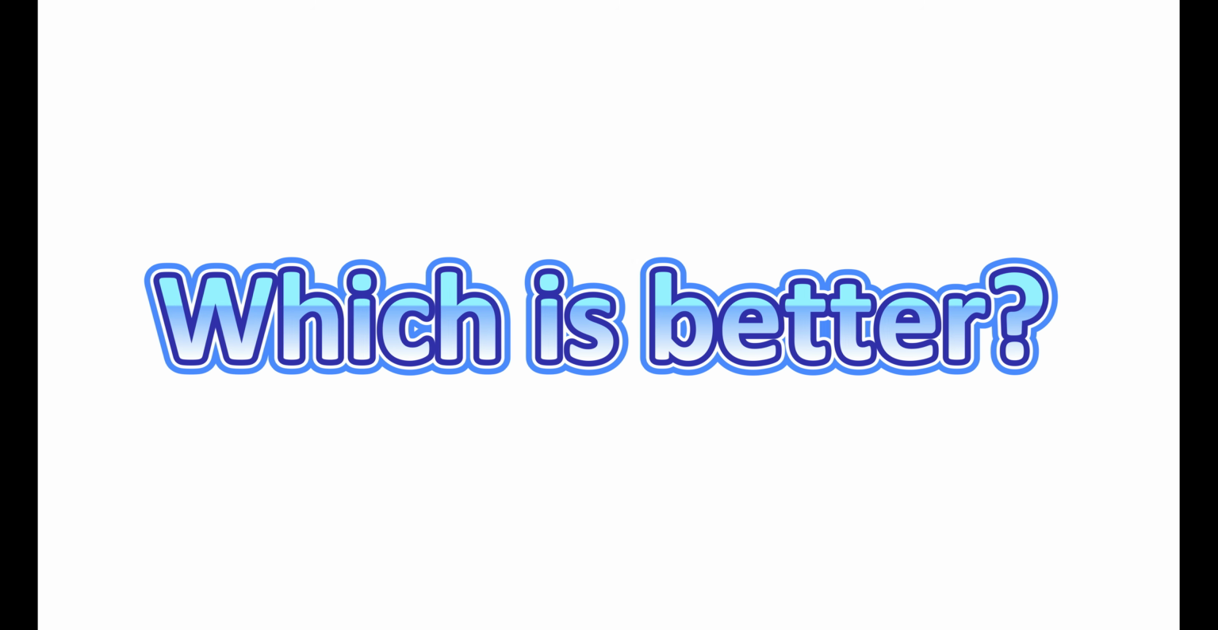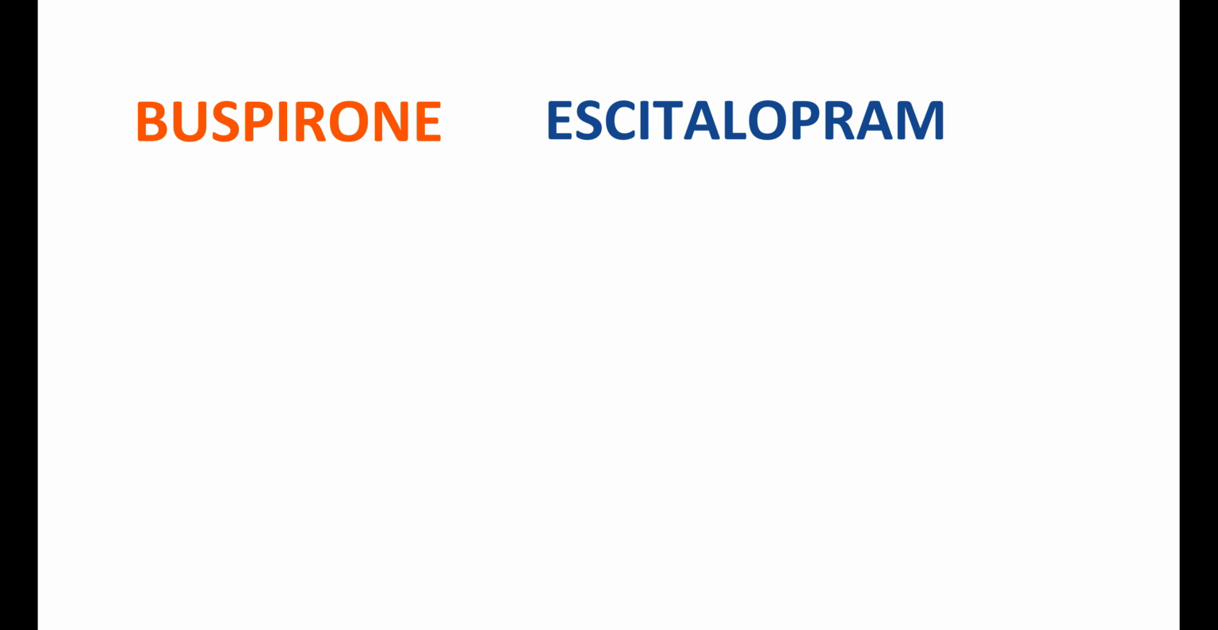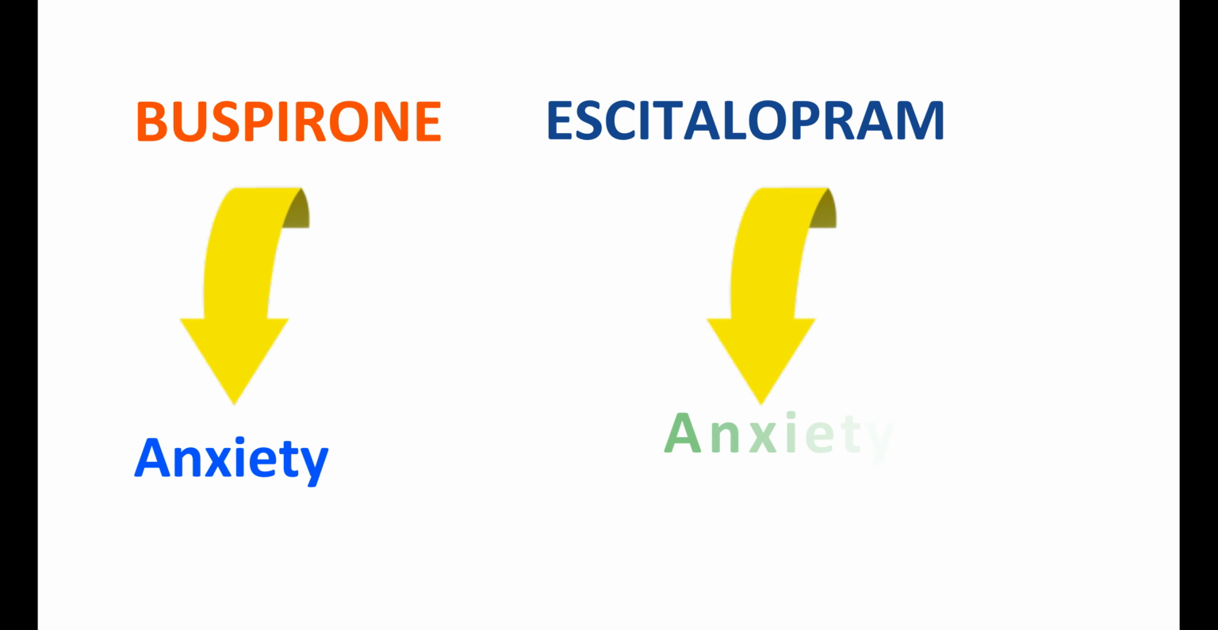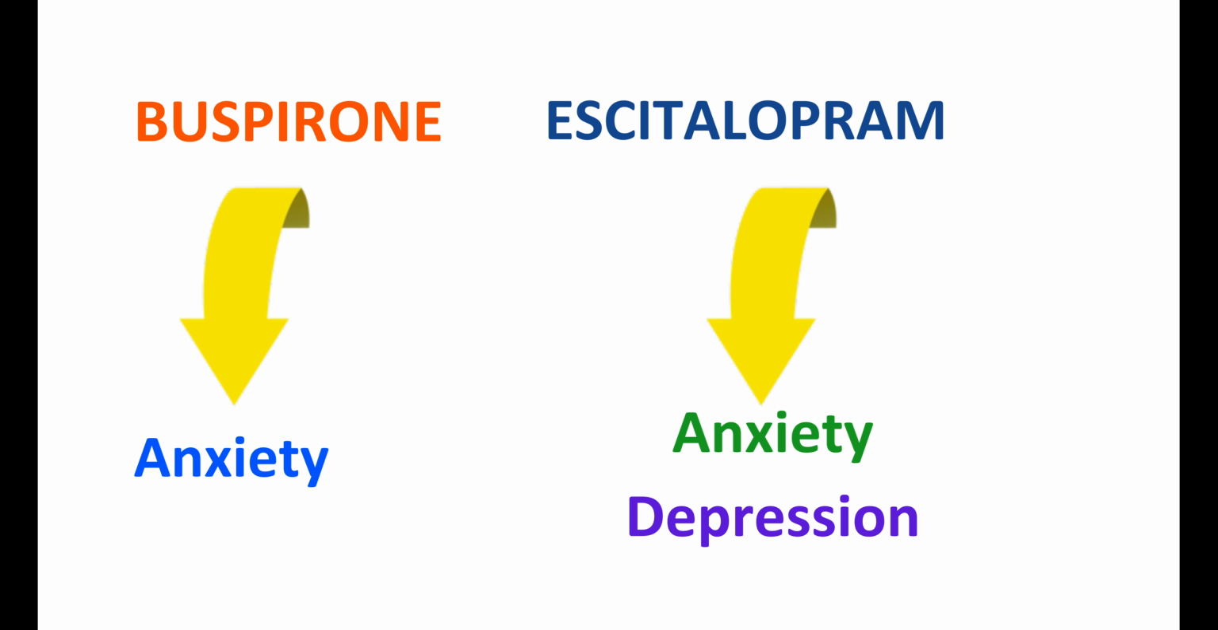Then which is better? Now if we compare buspirone and escitalopram, both have their own advantages and disadvantages. Buspirone is particularly used to treat anxiety. It is not suitable for depression. However, escitalopram can be used for treating both anxiety as well as depression. So in people who have both depression and anxiety, escitalopram is one of the drugs of choice because it can relieve the symptoms of both anxiety as well as depression.